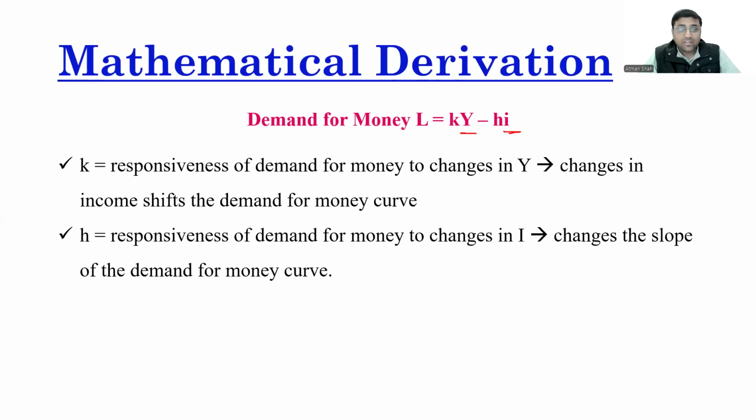On the other hand, we have H, and this H shows the responsiveness of demand for money to changes in rate of interest. Sorry, this is small i, rate of interest. And if H changes, the slope of the demand curve changes. So changes in income leads to the change in the position of the LM curve, and change in interest rate leads to change in the slope of the LM curve.